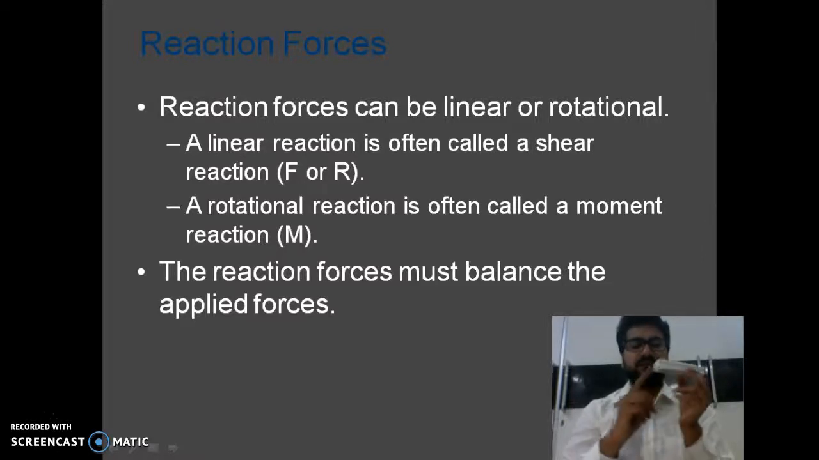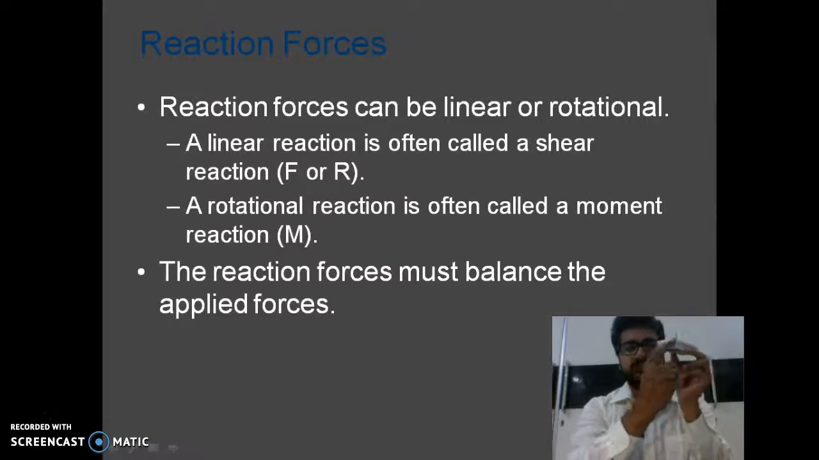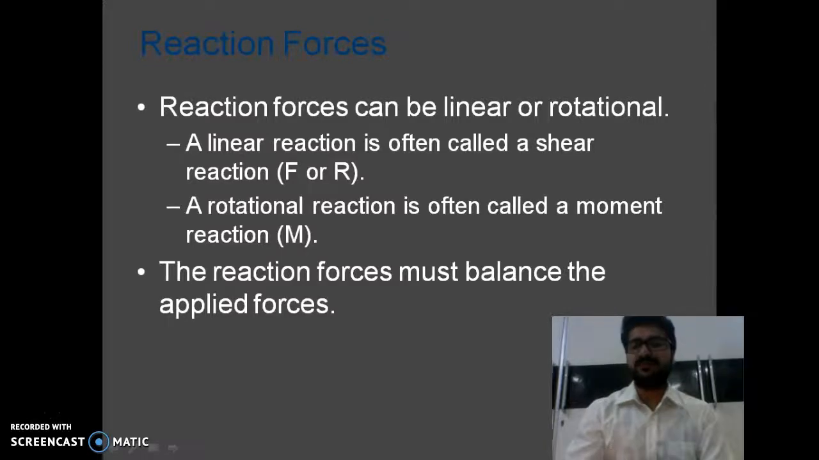Shear is nothing but, if this is the cross section of the beam, and the force direction is parallel to the cross section of the beam, for example an upward force, then it is called a shear force. And due to this shear force, moments will be generated. Those things are interrelated, which we'll be studying ahead.